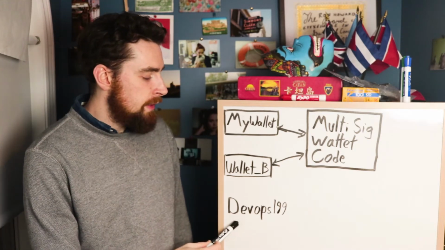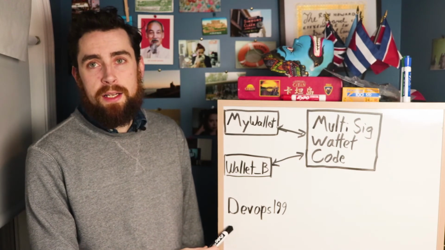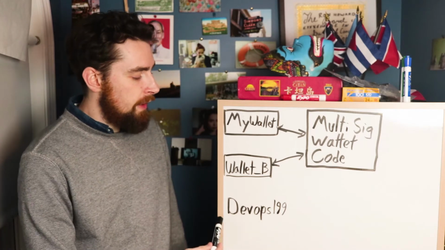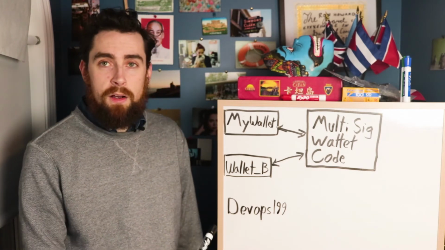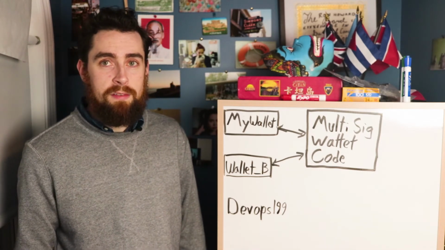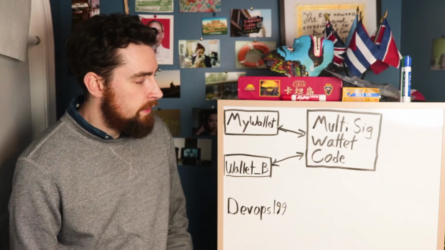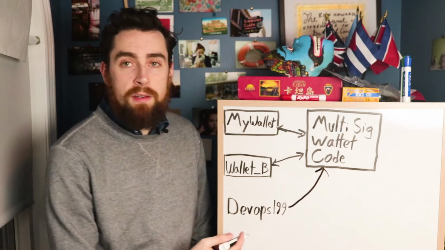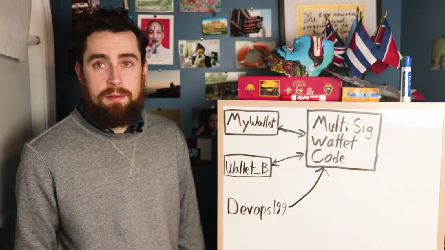This guy, DevOps199, instead of creating the wallet himself on his own address, basically what he did is he went to the address where the library code was and called initialize wallet.